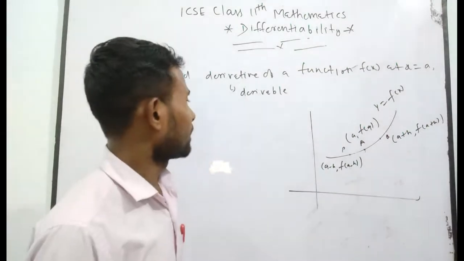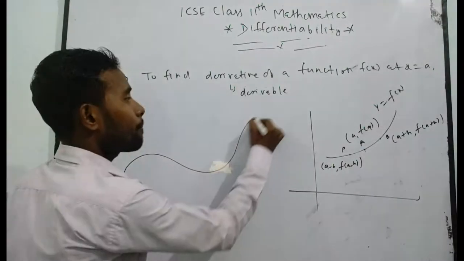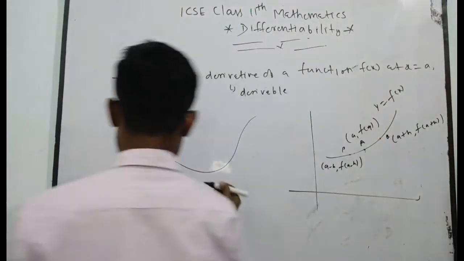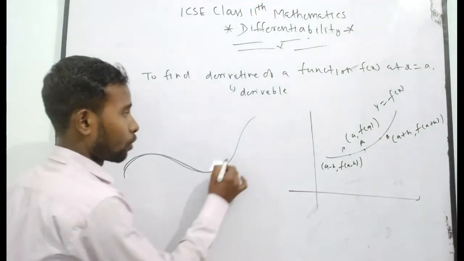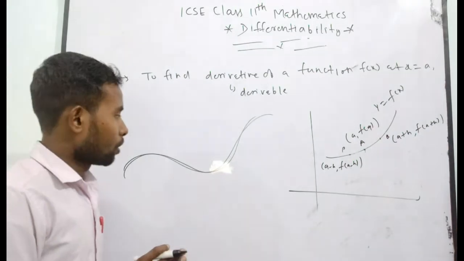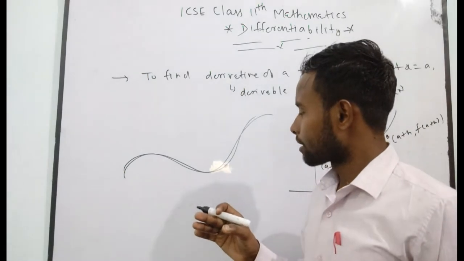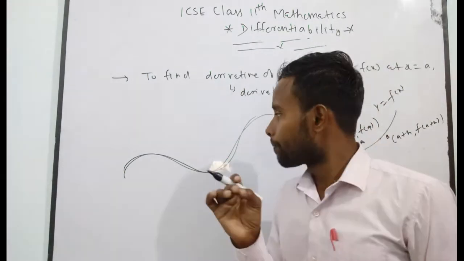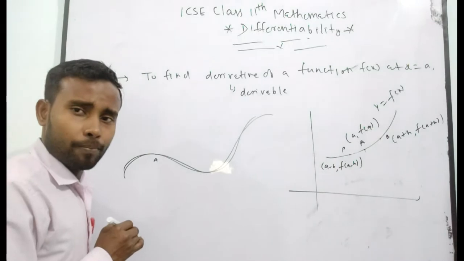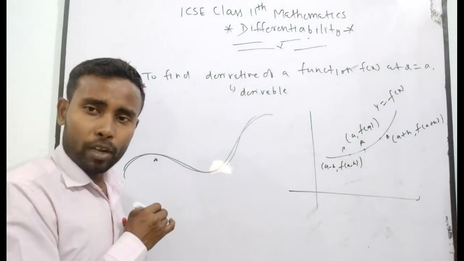There is a simple logic. Suppose there is a path of any object. Suppose there is a particle which moves on this path. It is very clear that you cannot easily find the velocity of the object. Suppose I ask you to find the velocity of the object at this point A. How can you find it?